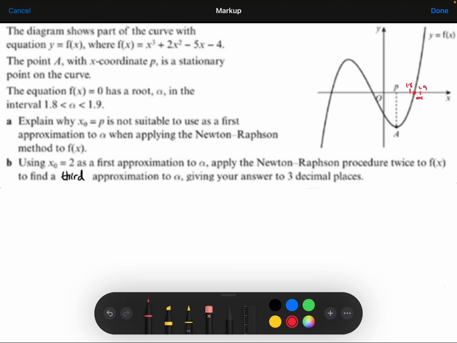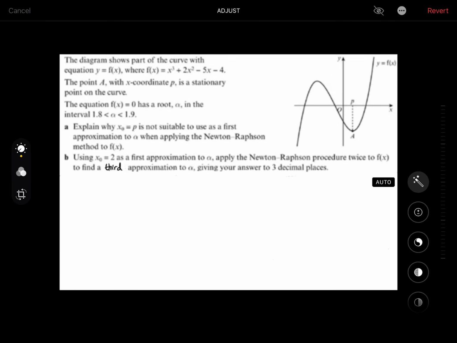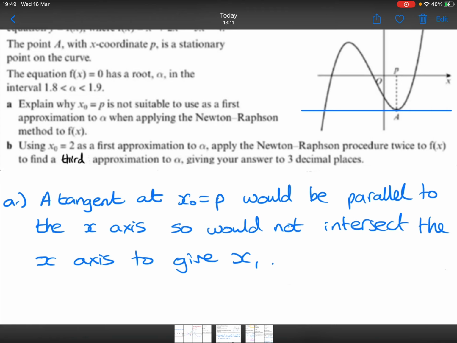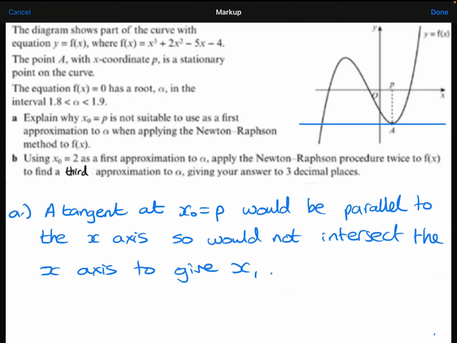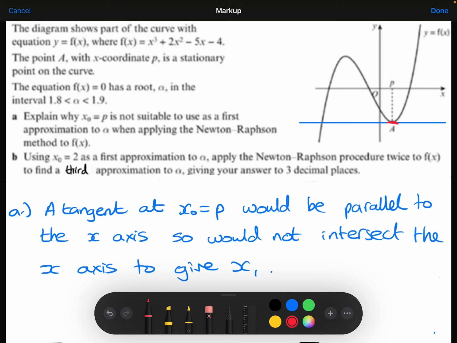Part A. Explain why x0 equals p is not suitable to use as a first approximation to alpha when applying the Newton-Raphson method. Well, this is what I've just explained previously. The fact that p is a stationary point means that the tangent at that point will be parallel to the x-axis. Therefore, it would not intersect the x-axis again to give our x1, our second approximation. So that's my answer to part A that I've already written out there.